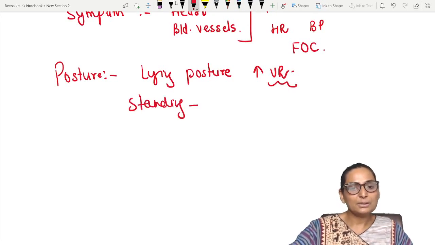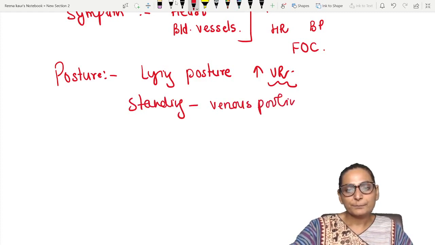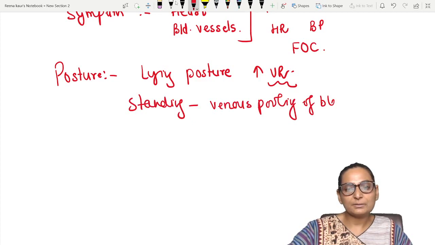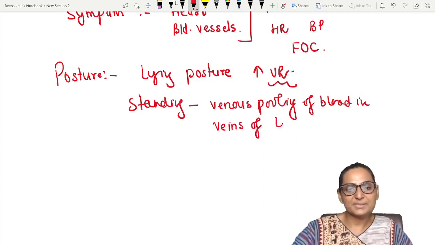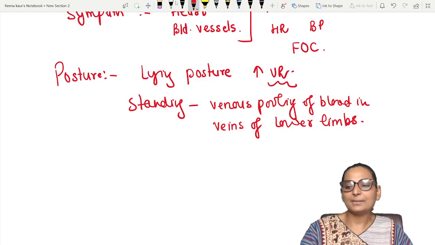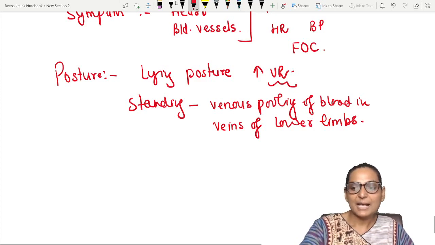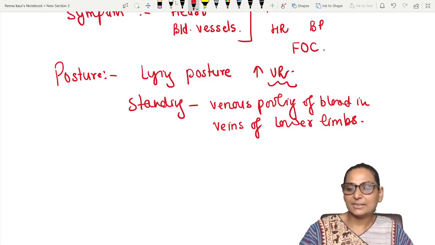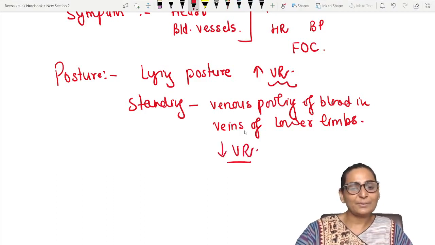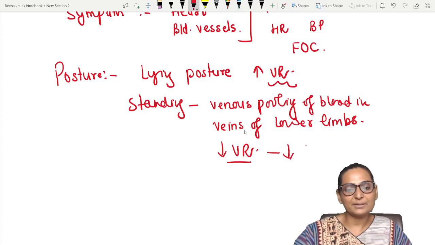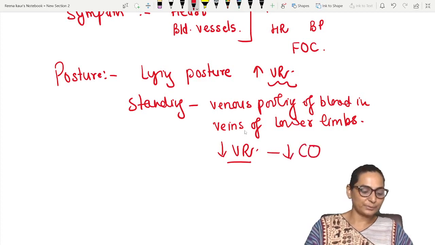Standing में क्या होगा? There is going to be venous pooling of the blood in the veins of the lower limbs, right? And what will happen is that there is going to be a decrease in the venous return, and whenever there is a decrease in the venous return, there will be a decrease in the cardiac output, right?